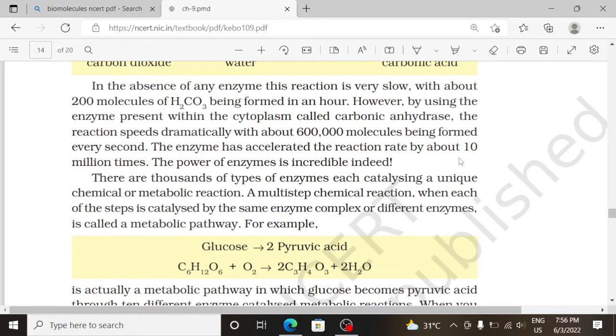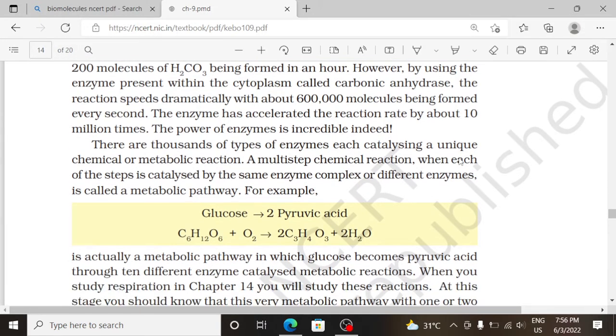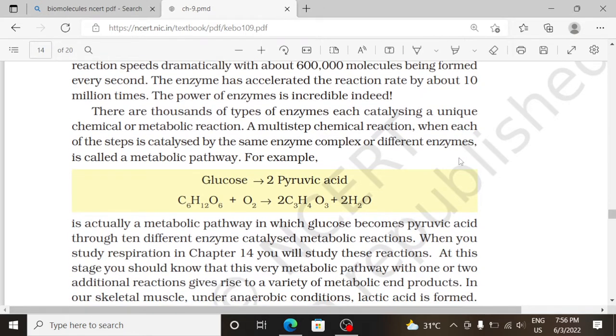an hour. However, by using the enzyme present within the cytoplasm called carbonic anhydrase, the reaction speeds dramatically with about 6 lakh molecules being formed every second. The enzyme has accelerated the reaction rate by about 10 million times. The power of enzymes is incredible indeed. There are thousands of types of enzymes, each catalyzing a unique chemical or metabolic reaction, a multi-step chemical reaction.